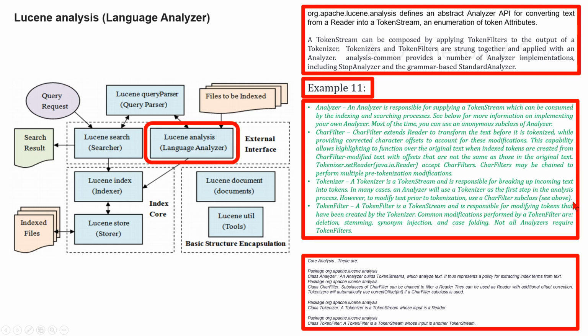Tokenizer. A tokenizer is a token stream and is responsible for breaking up incoming text into tokens. In many cases, an analyzer will use a tokenizer as the first step in the analysis process. However, to modify text prior to tokenization, use a CharFilter subclass. TokenFilter. A token filter is a token stream and is responsible for modifying tokens that have been created by the tokenizer. Common modifications performed by the token filter are deletion, stemming, synonym injection, and case folding. Not all analyzers require token filters.